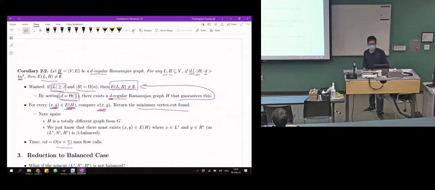More question about balance case? Okay, so we go on. All right.